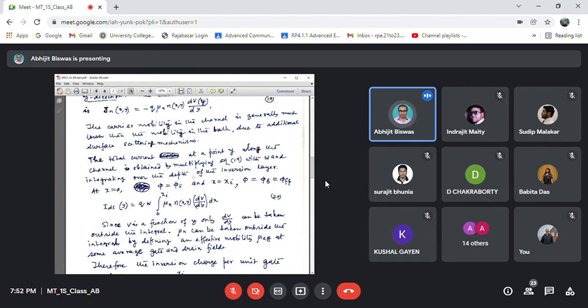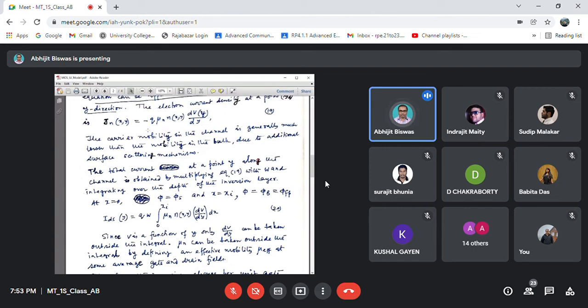So in order to get the total current, current means the current density times the area of cross section, you have to multiply equation 19 with W, the width of the channel, and integrate over x. Xi is the thickness of the inversion layer. So you must integrate from 0 at the interface to Xi, the width of the inversion layer. This integration is carried out over the variable x. Therefore, you can take dV/dy out of this integration.